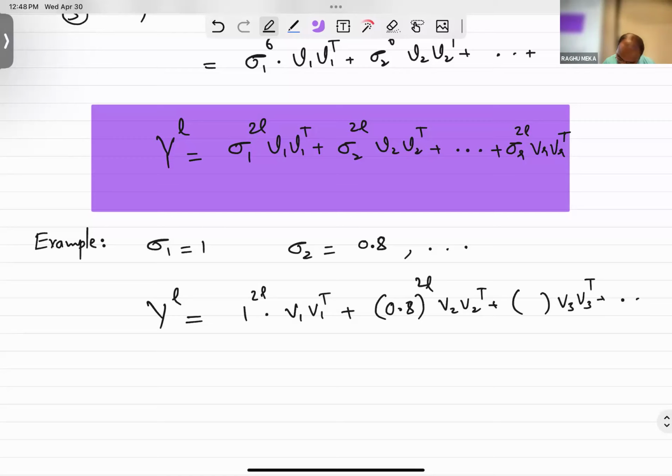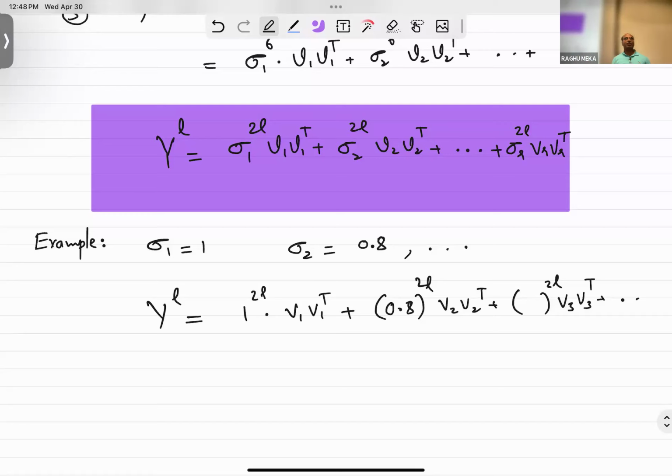Oh yeah, 2L. Okay, so what does this mean? As you increase L, if I compute, for example, y to the 10, this is like 0.8 to the power 20, which is a tiny, tiny number. So as I increase L, the contribution of everything else just disappears. That's why it's called power iteration.